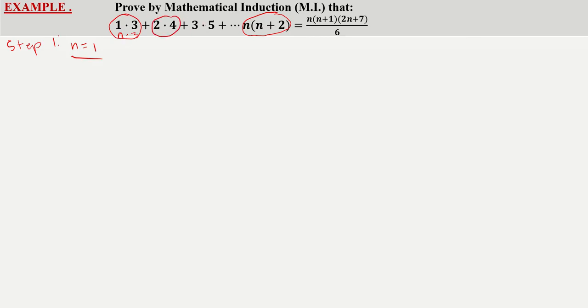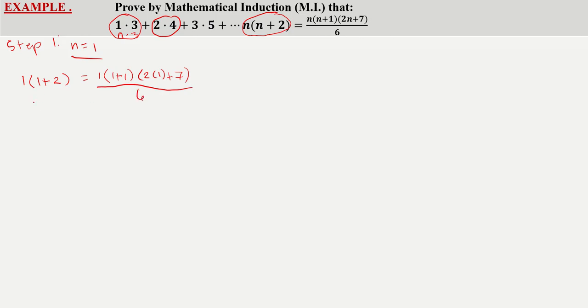And that is true for all the terms there in this given. Now let us substitute n equal to 1. So that will become 1 times 1 plus 2, which is equal to 1 times 1 plus 1 times 2 times 1 plus 7 all over 6.